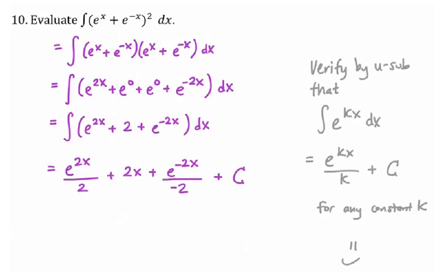Number 10, this one you could work a couple different ways. The strategy I chose to use was I went ahead and expanded the quantity twice, and then I FOILed. So e to the x times e to the x was e to the 2x. E to the x times e to the negative x makes e to the 0. E to the negative x times e to the x is another e to the 0, because again, negative x plus x is just 0. And then e to the negative x times e to the negative x, adding those powers gives us e to the negative 2x. E to the 0 is just 1. So when I combined those two middle terms, I got 2.